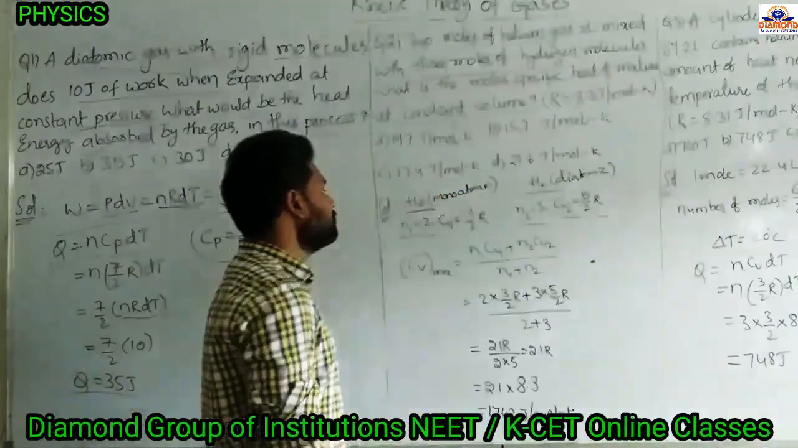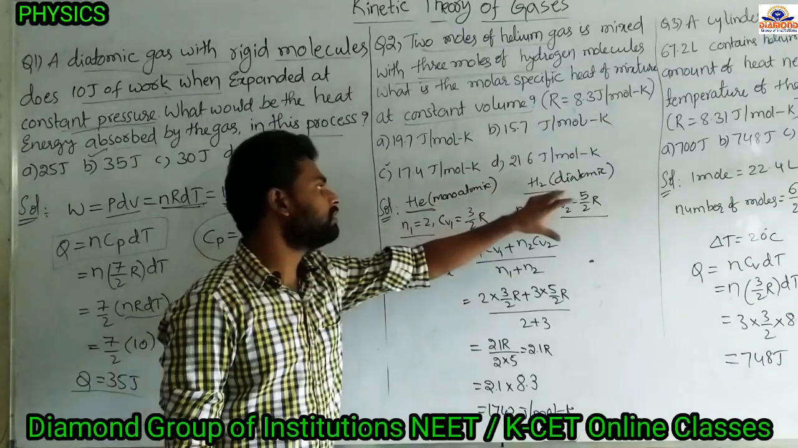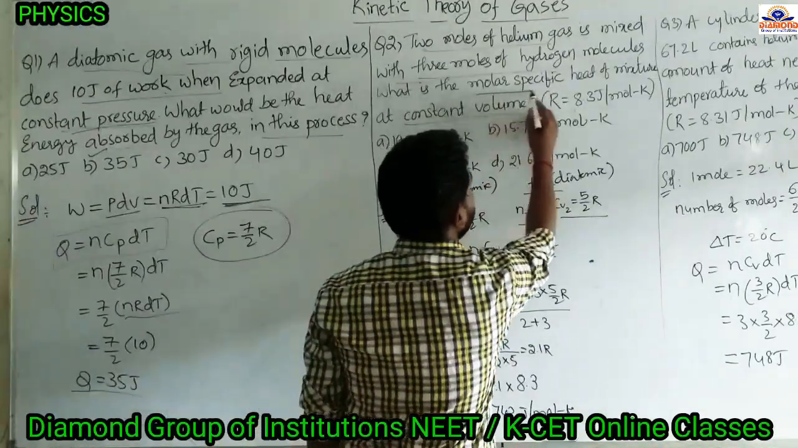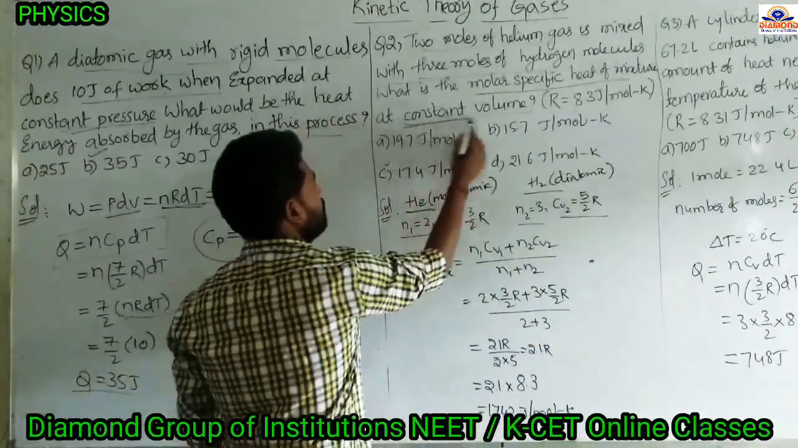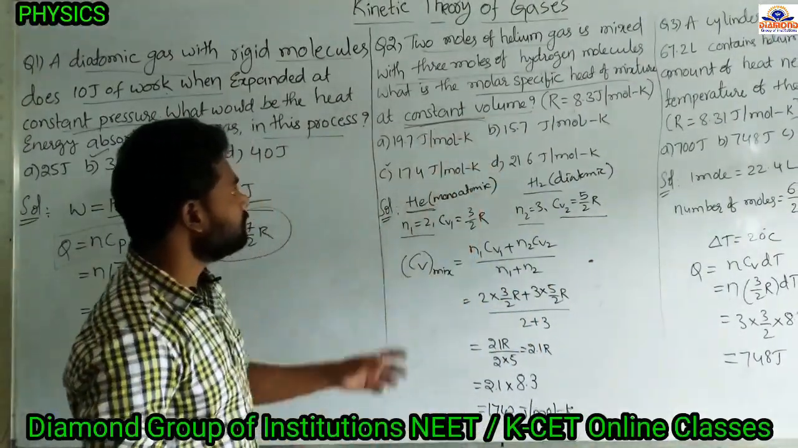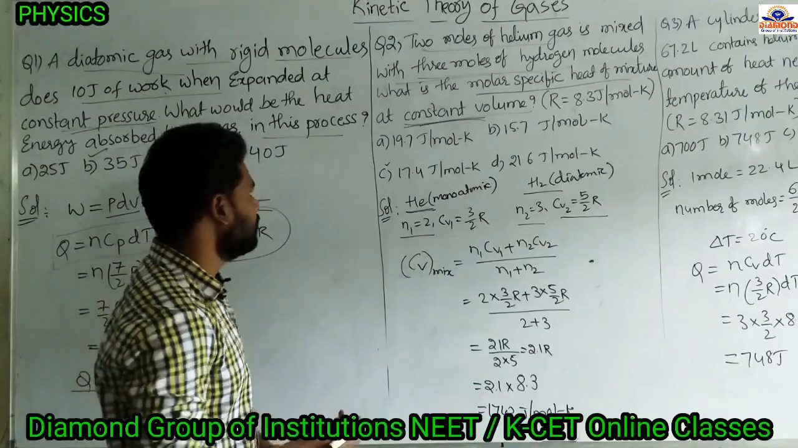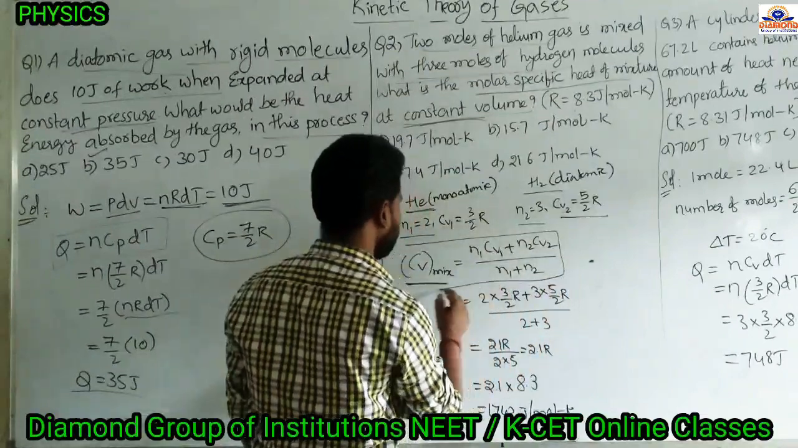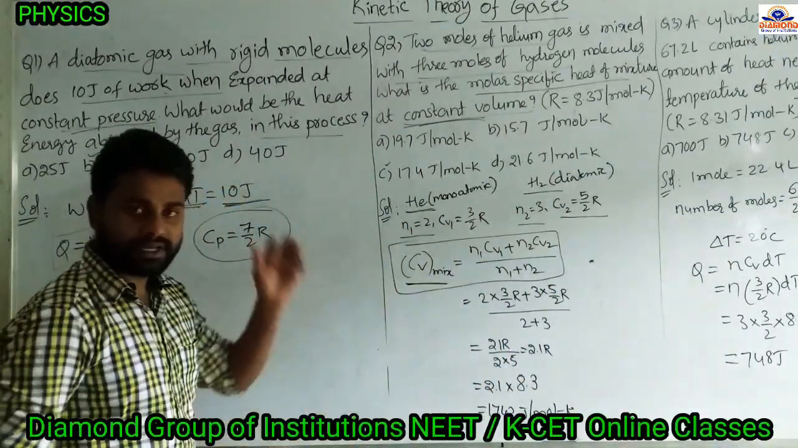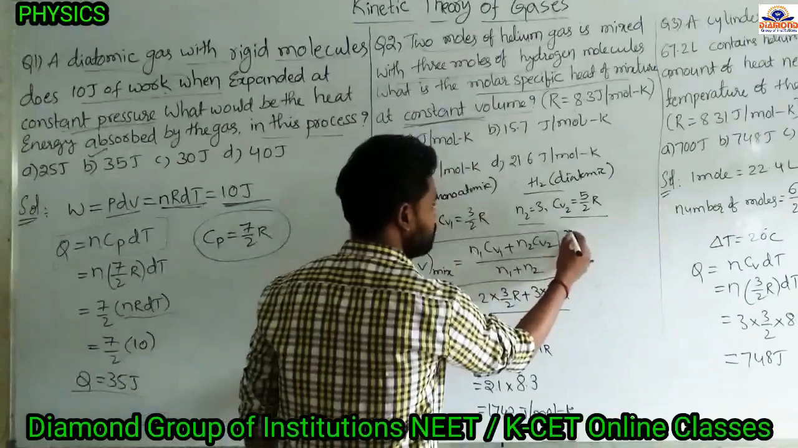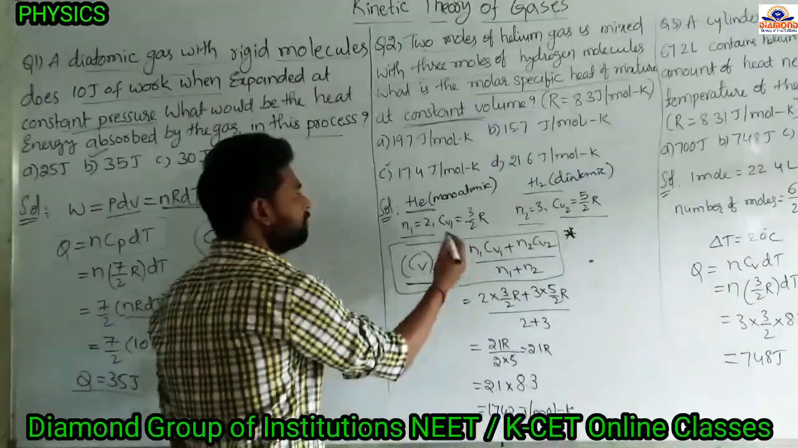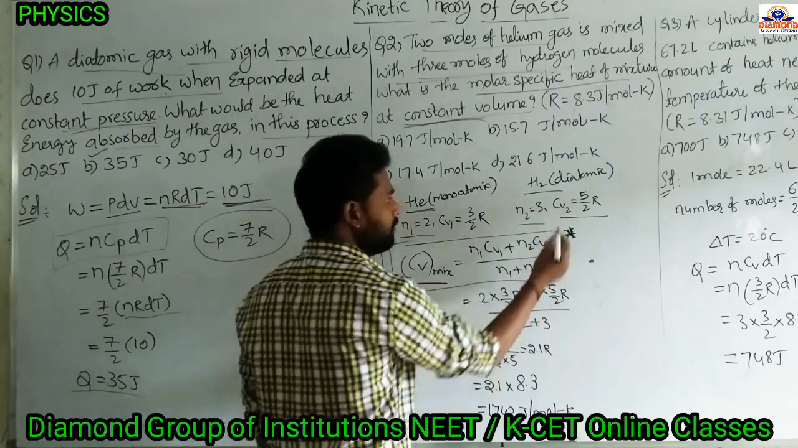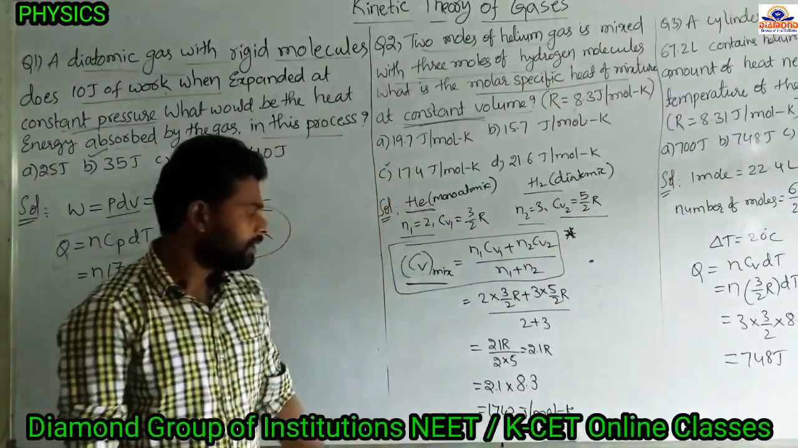Now helium is mixed with the hydrogen gas. They are asking for the molar specific heat of the mixture at constant volume. The formula is Cv mix equals n1 Cv1 plus n2 Cv2 by n1 plus n2. Remember, we can expect a question based on this formula. Now n1 equals 2, Cv1 is 3 by 2 R, n2 is 3 and Cv2 is 5 by 2 R, divided by n1 plus n2.